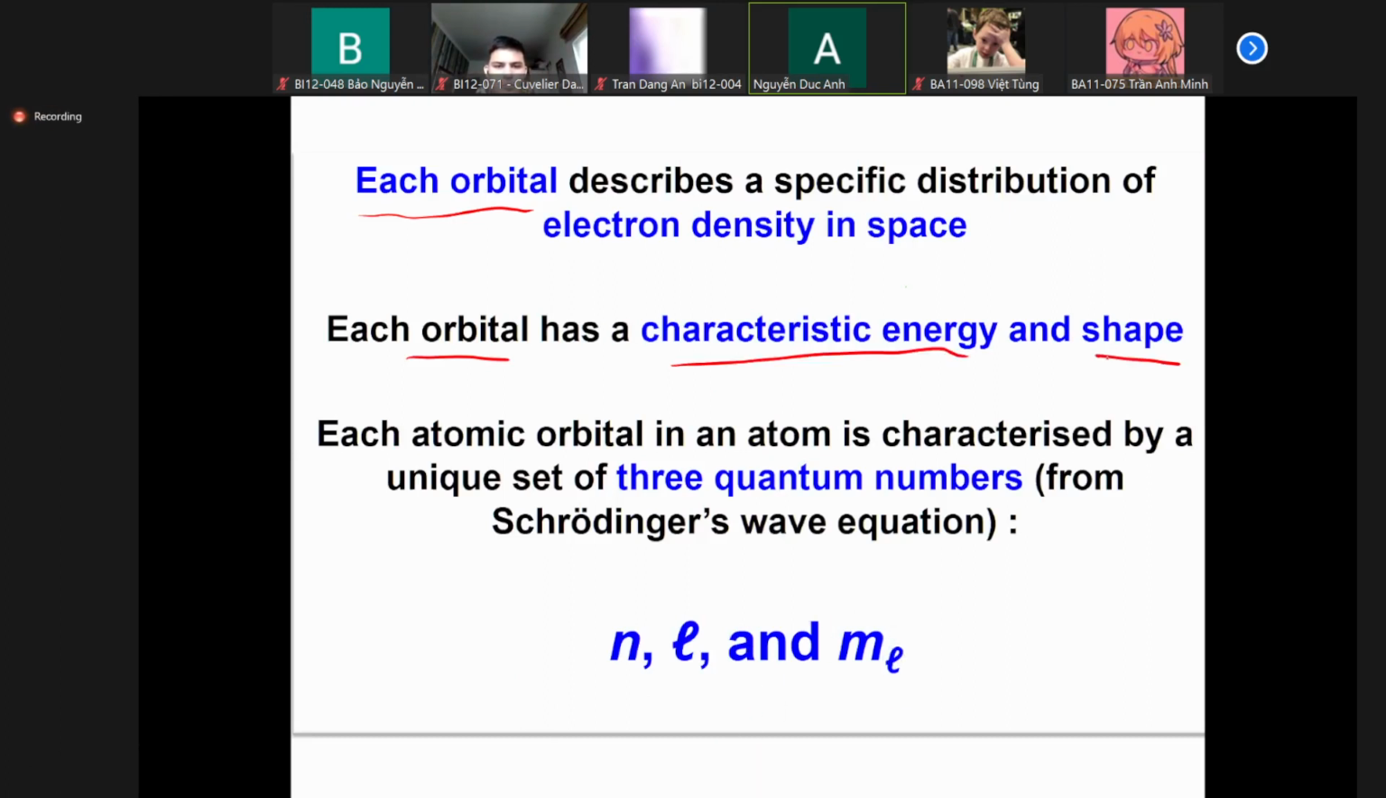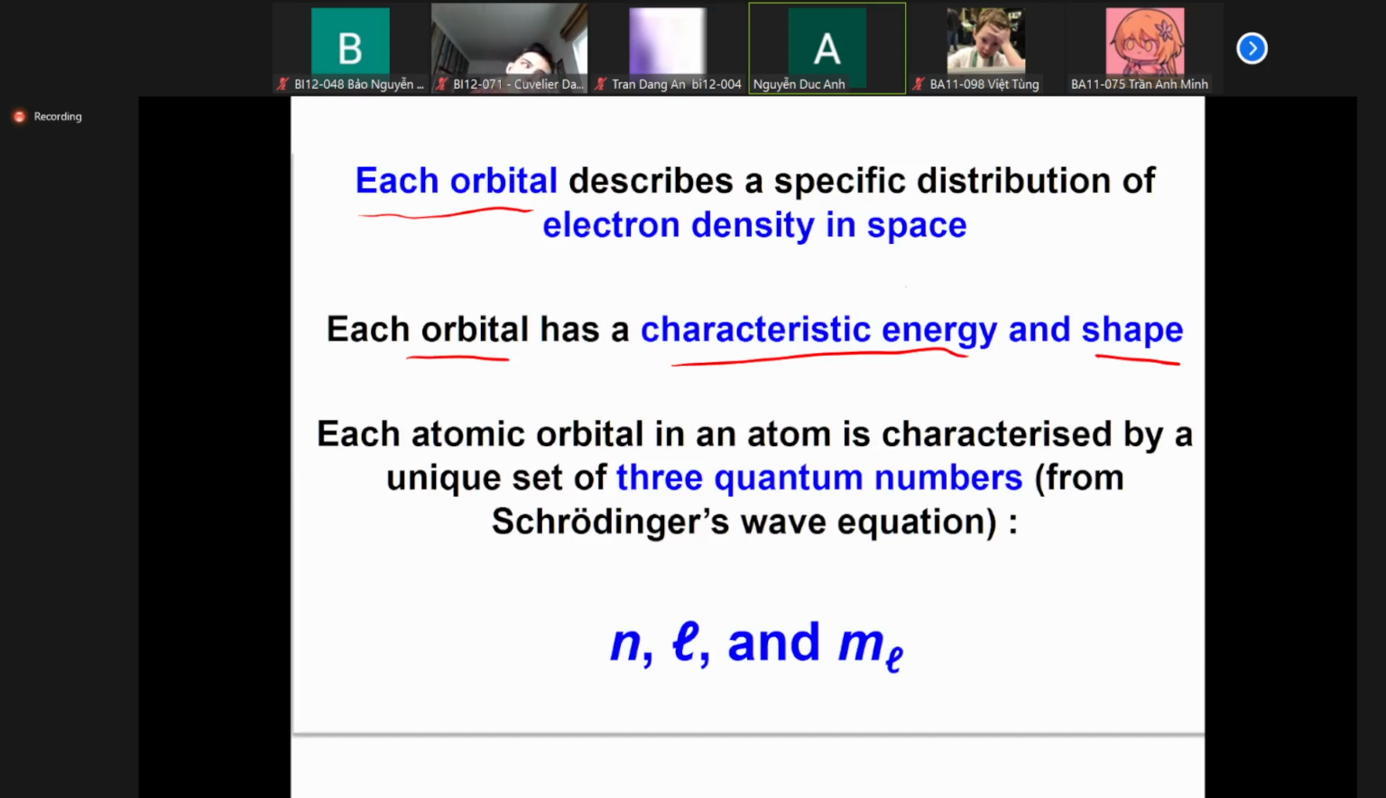So it's not like the electron moves anywhere. It means that electrons actually cannot move anywhere they want around the nucleus. They only move in an area in space, and that area is characterized by the characteristic energy and shape. Some orbitals have the shape of a sphere, some have the shape of a dumbbell, and others have a complicated shape. But they have a shape, an identical shape.